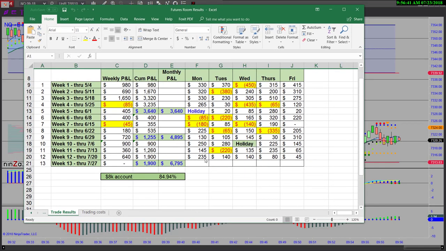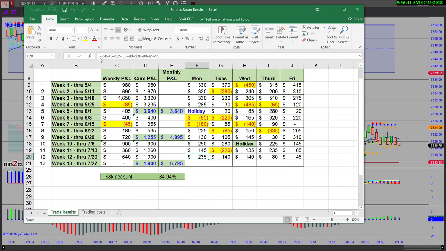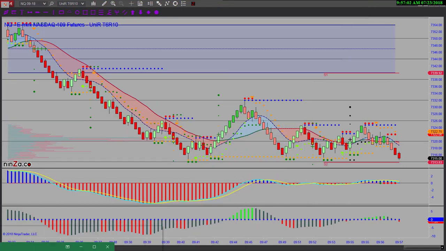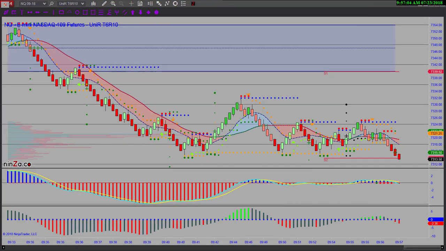You won't be able to see it here, but I have every one of my trades: plus 45, minus 45, plus 125, minus 55, plus 90, plus 120, minus 30. You can see how I had all the trades. Every day I put in each individual trade, and I come up with a summation. I figured that, one, you're here, you're looking over my shoulder.